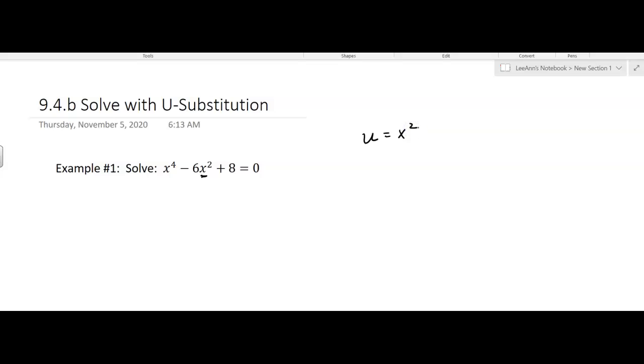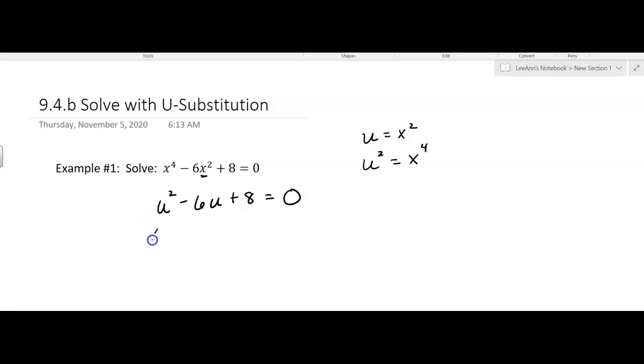And maybe I want to write that the other way. And then u squared is going to equal x to the fourth. So this is very similar to what we did on the last example. Okay, so now we have the equation u squared minus 6u plus 8 equals 0. So that's a quadratic equation now, and we can solve it.